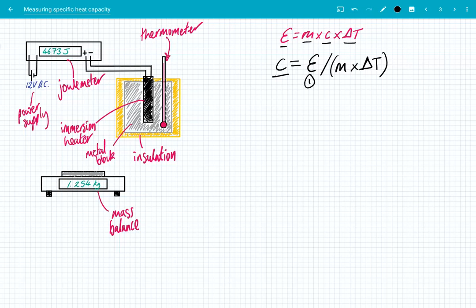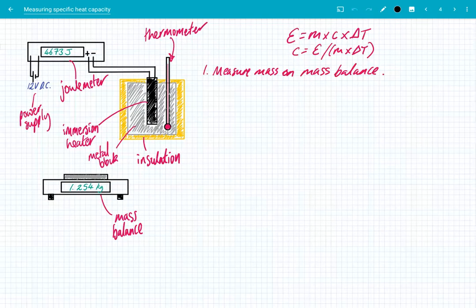Number 1, the energy supplied to our metal block. Number 2, how much mass the metal block has. And number 3, the change in temperature as a result of heat in that metal block. So let's go through and describe how we perform this experiment.